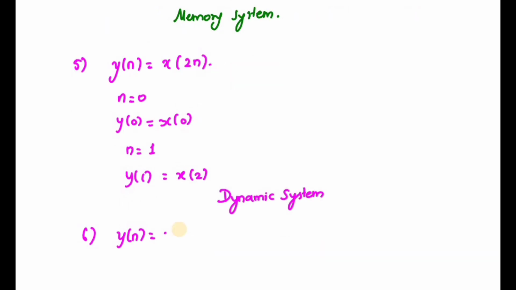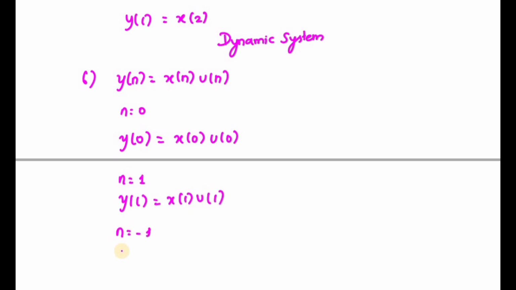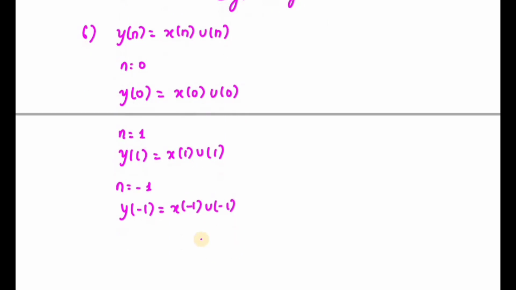Sixth problem, y of n is equal to x of n, u of n. When I substitute n is equal to 0, y of 0 is equal to x of 0, u of 0. If I substitute n is equal to 1, y of 1 is equal to x of 1, u of 1. If I substitute n is equal to minus 1, y of minus 1 is equal to x of minus 1, u of minus 1. Therefore, it is a memoryless system, right? Since the present input depends on the present value, we get the present output.